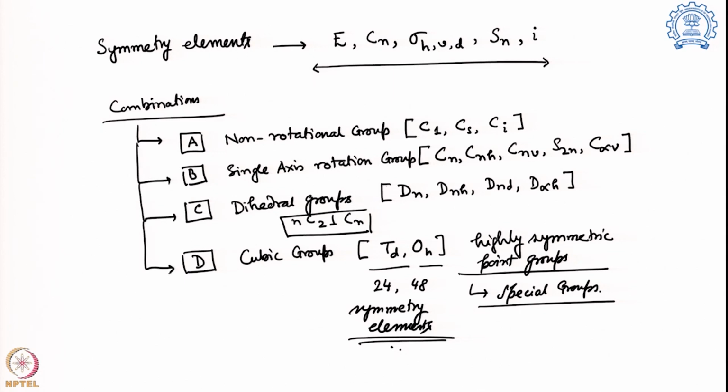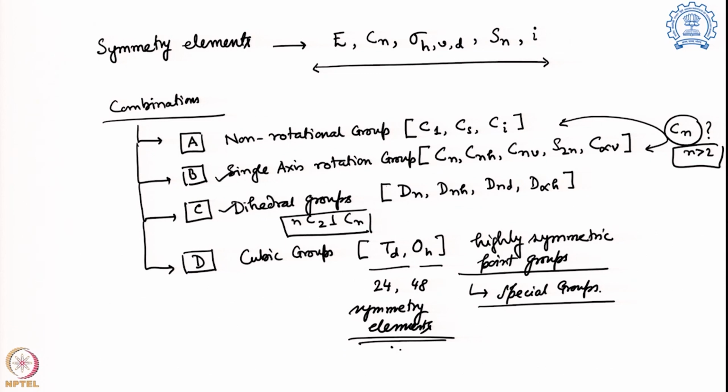Now, the question is how to figure out which particular point group a molecule belongs to. Do I need to find out all the symmetry elements present in the molecule, or can we find an easier route? So, that we will try to define from all these groups. What is the difference between non-rotational and single axis rotation group? It is whether we have the presence of an axis of rotation where n is greater than 2. So, anything beyond C2 will go to either single axis or dihedral group.